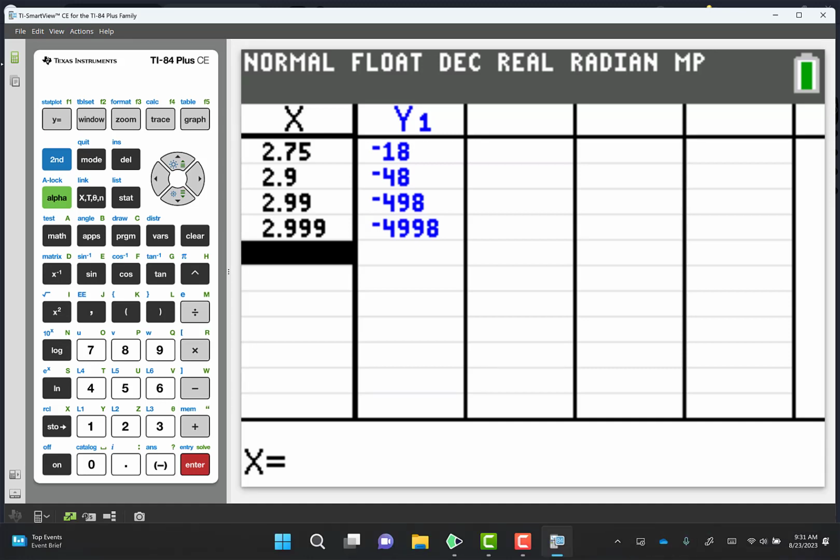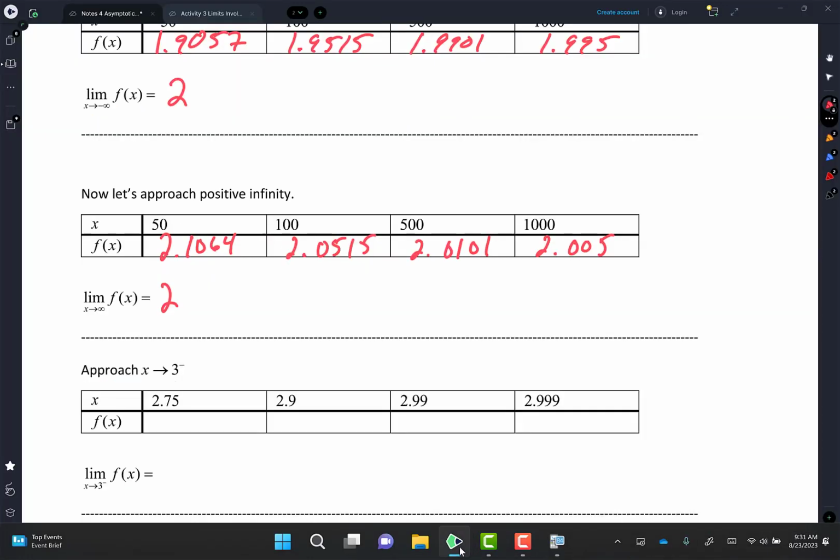Okay, so hook me up with those values. Negative 18, negative 48, 498, 4998.